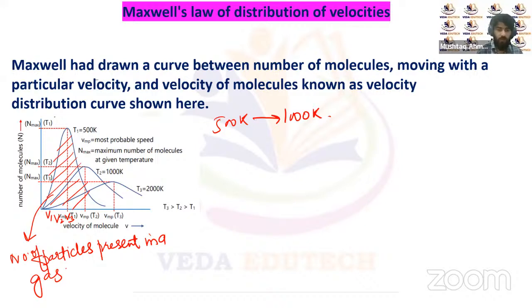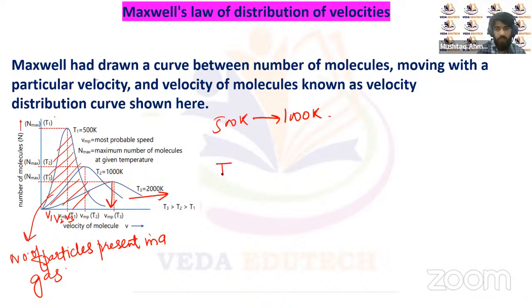And upon further increasing the temperature, the graph will still shift towards the right. If the graph shifts towards the right, the peak has to come downwards. It means the total area has to remain constant for this graph, because the number of particles present in a container is always a constant.